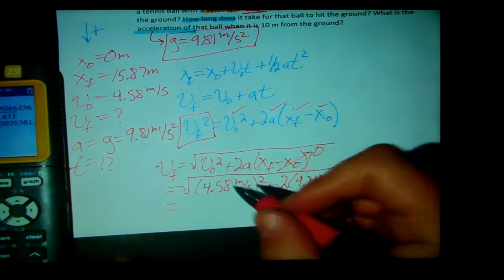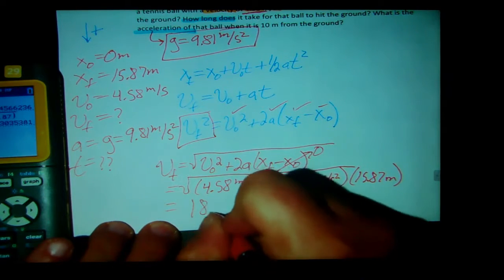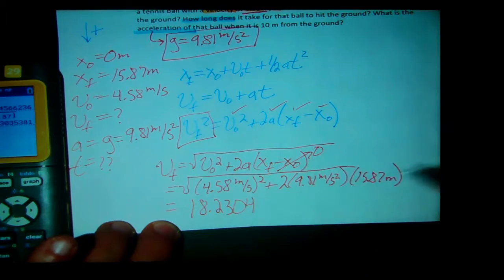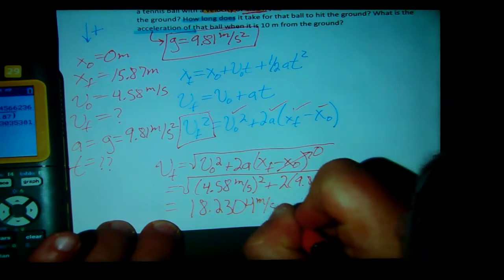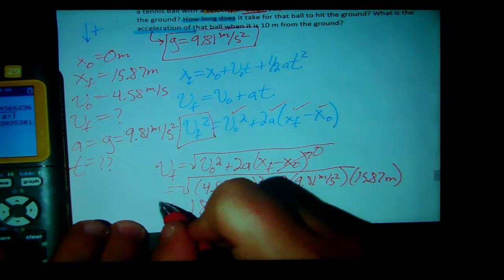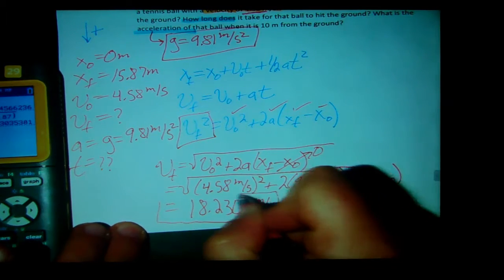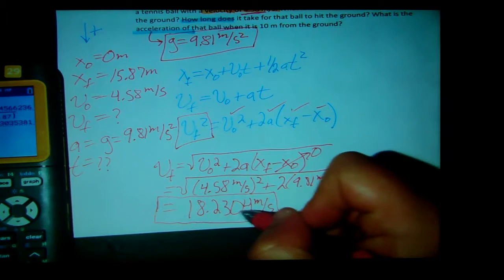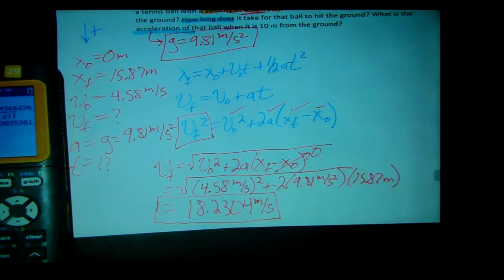If you do it that way, you're probably not going to end up with this 18.2304 meters per second. But I'm okay with that. We're not caught up with you having to be exactly the same. You're probably going to have these last two numbers, that 04, change up, and it's not going to be the same.